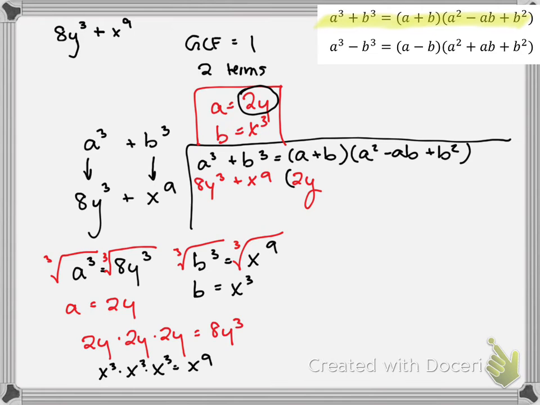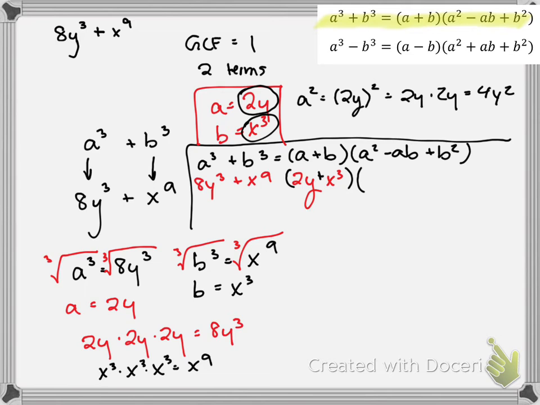Okay, and then, again, wherever I see a b, I'm not going to write b, I'm going to write x to the 3rd power. This is x to the 3rd power. Then we have a squared. Well, what's a squared? Well, let's figure it out. A squared is equal to 2y quantity squared. Well, that's 2y times 2y, so that's 4y squared.